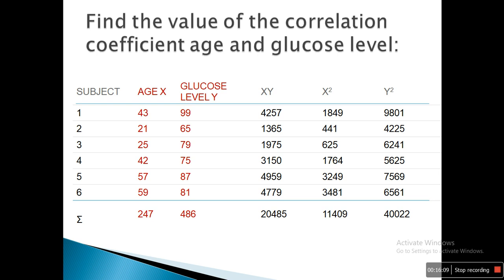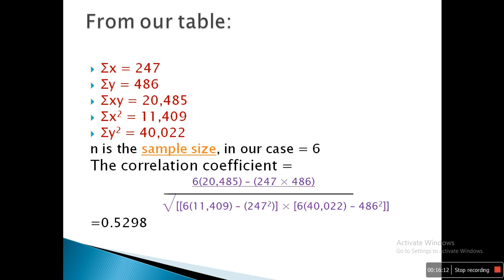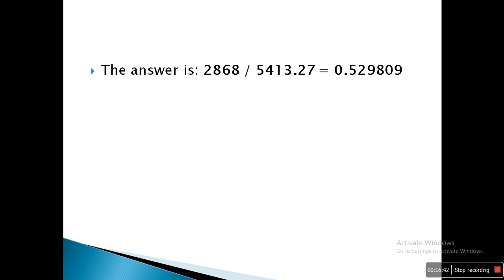And the second is that the relationship is not very strong. Though it is a positive relationship, it is not a perfect positive relationship. Had it been 1, it would have been a perfect positive relationship. But 0.5 means that there is a positive relationship, that the increase in age will increase the glucose level in the body. So that is how we interpret the values when we are using correlation coefficients. So your answer is 0.529809.